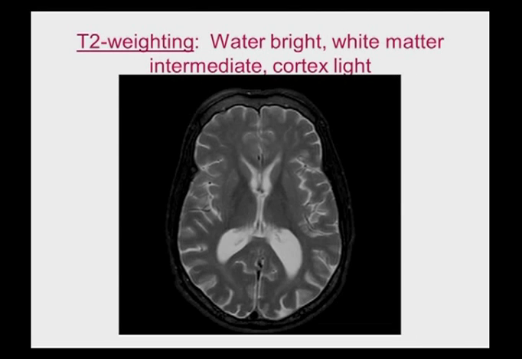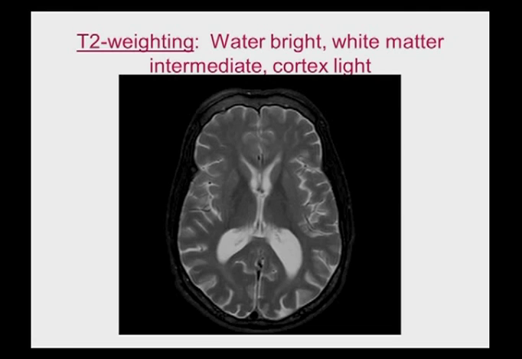T2 weighted imaging tends to accentuate water, both in the CSF and in tissue. So it almost looks like a negative picture of the T1. The white matter is dark because there's very little water in the white matter because of the myelin, which is very lipophilic. So hydrophobic, so water is not a significant component of white matter. The gray matter is still kind of gray, and the CSF is bright.